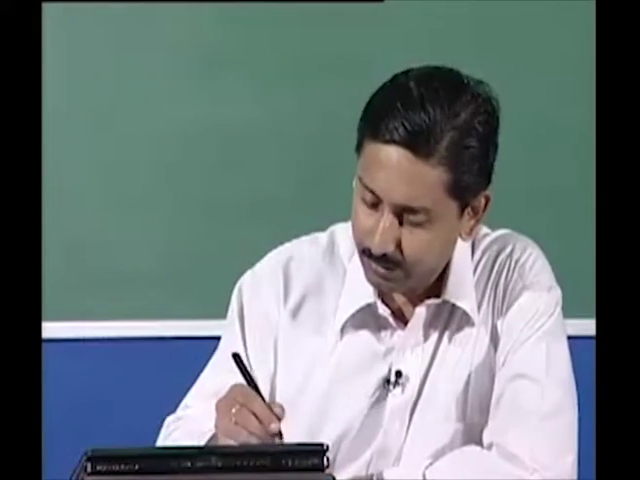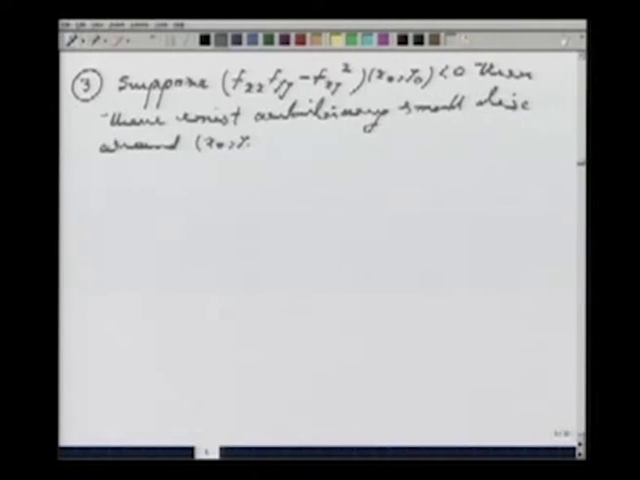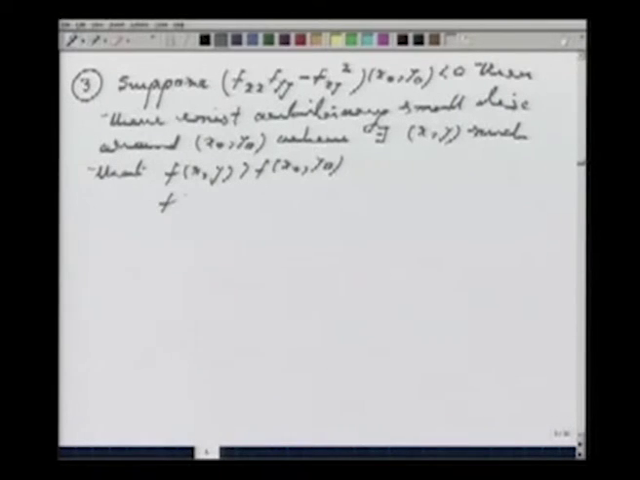What happens is, then, there exist arbitrarily small disks around (x₀, y₀) where there exist (x, y) such that f(x, y) is bigger than f(x₀, y₀), and f(x', y'), some other point, will remain in that neighborhood where this happens.